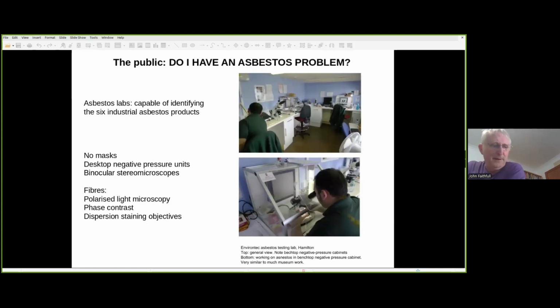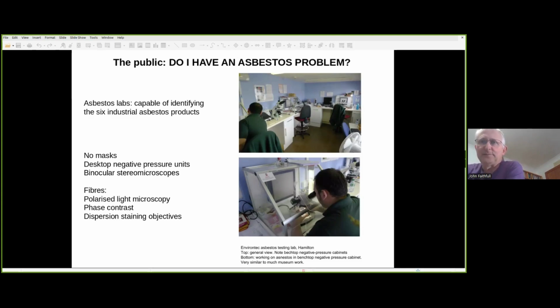If you're a member of the public, it's quite easy to answer the question, do I have an asbestos problem? You phone up an asbestos lab, of which there are many around in the UK certainly, who are licensed and capable of identifying the six industrial products. They will come along and take surface swabs and/or air samples and/or material samples, depending on what you want. And they will then examine these.